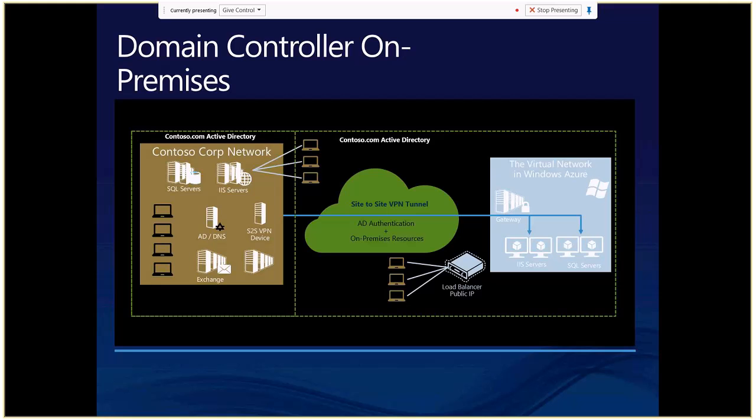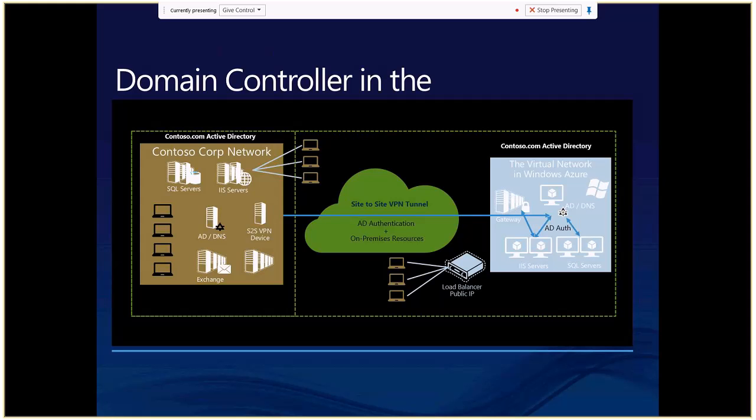But the downside is, what happens if that VPN tunnel goes down? Then none of my services that need to authenticate again will remain running. They'll start shutting down over time. Not right away, though. So what do we do?